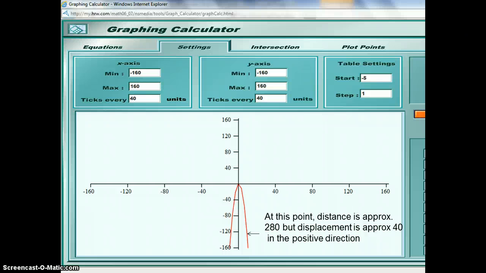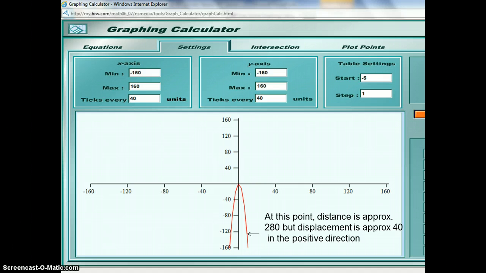Okay, here's a graph of a simple function. As you can see, this function is a parabola, and the arrow shows at one point the distance is approximately 280, because it has gone from negative 160 to 0 all the way back down to negative 120.